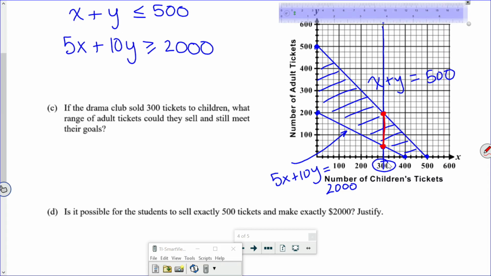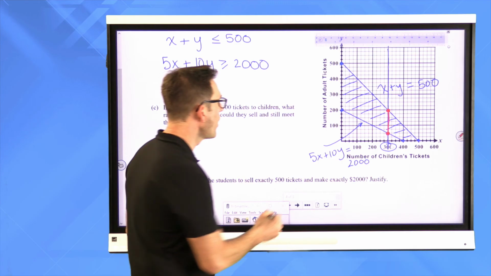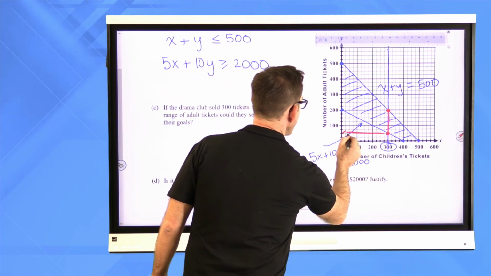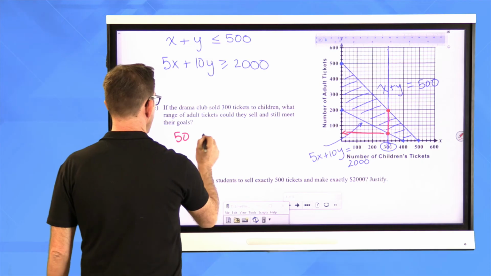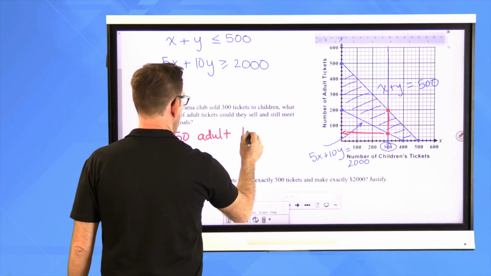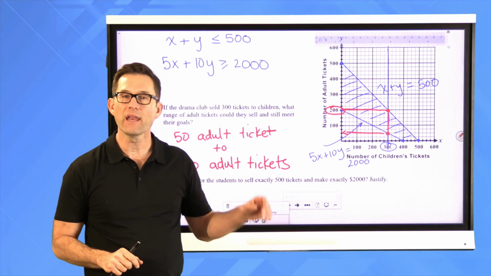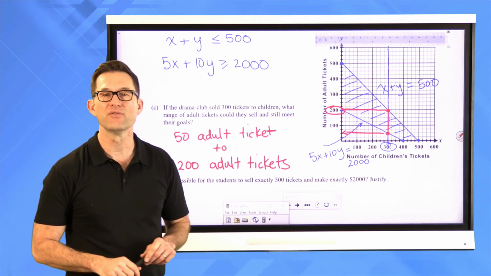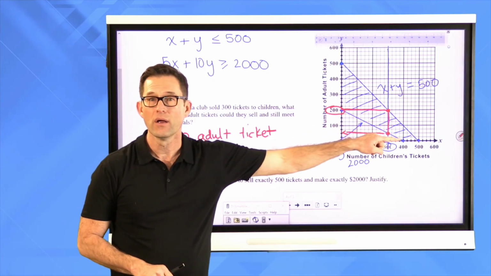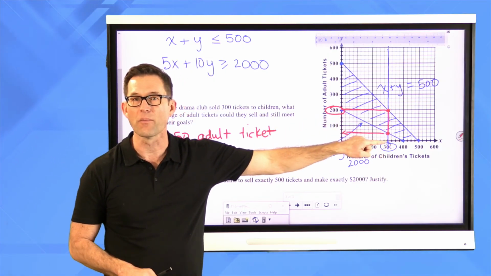So what adult tickets does that represent? Well, on the lower end, that represents 50 adult tickets. And on the upper end, that represents 200 adult tickets. So if we sell 300 children's tickets, we can sell anywhere from 50 to 200 adult tickets, right? And it's right there. It's just the segment that goes from that point to that point.